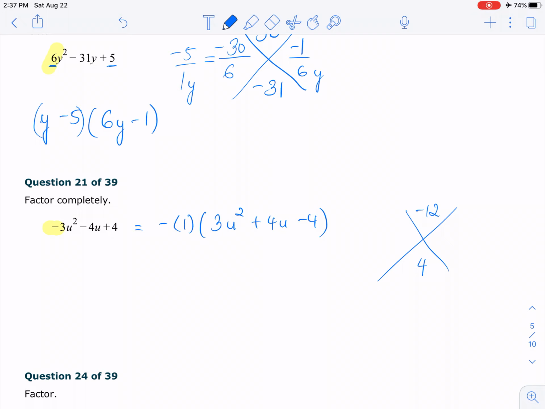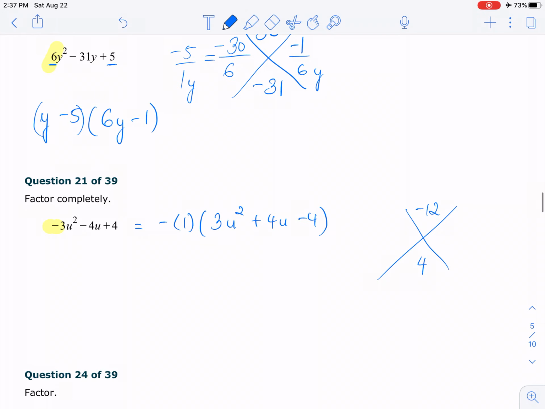Pick two numbers. When you multiply, you get negative 12. When you add, you get 4. So I have 6 and negative 2. All right, divide by 3, divide by 3. Reduce it, and then write down the answer. So don't forget we have a negative in front, and we have u plus 2, and then 3u minus 2. Okay, so for this problem, like I said, make sure you factor out the negative 1.